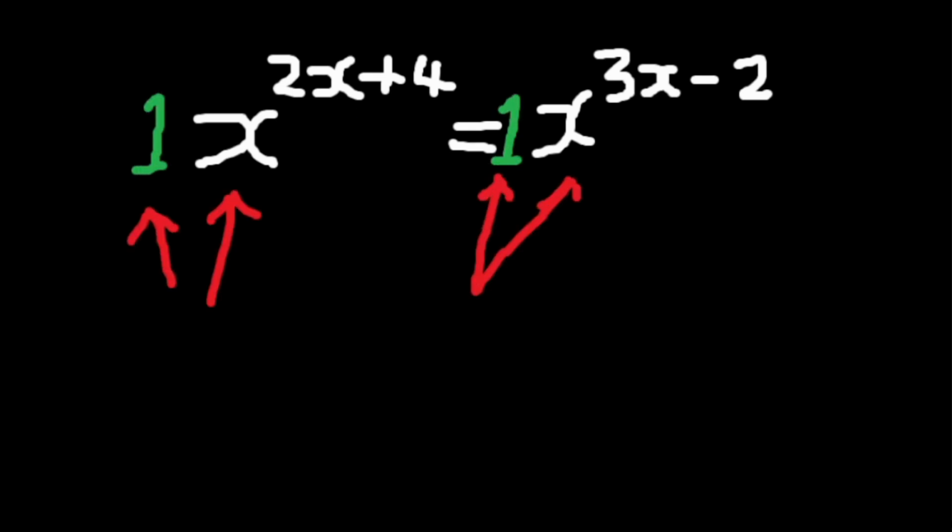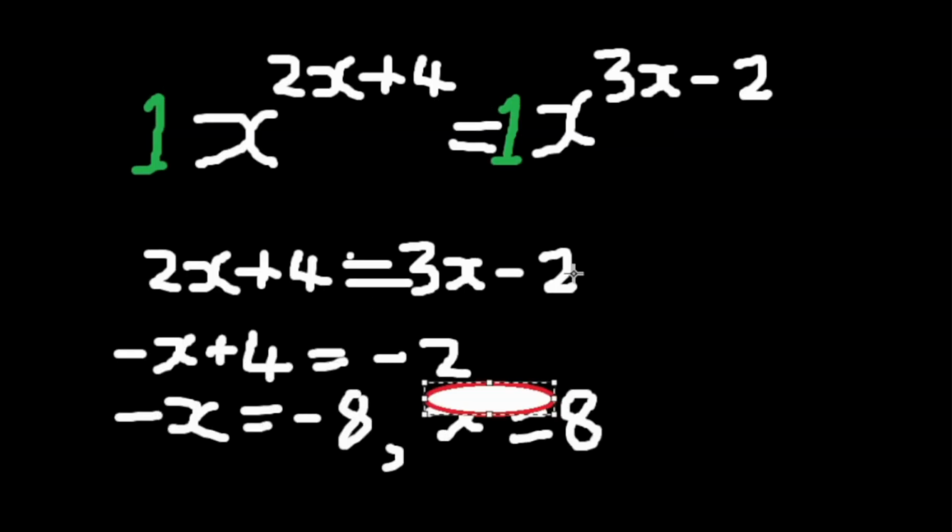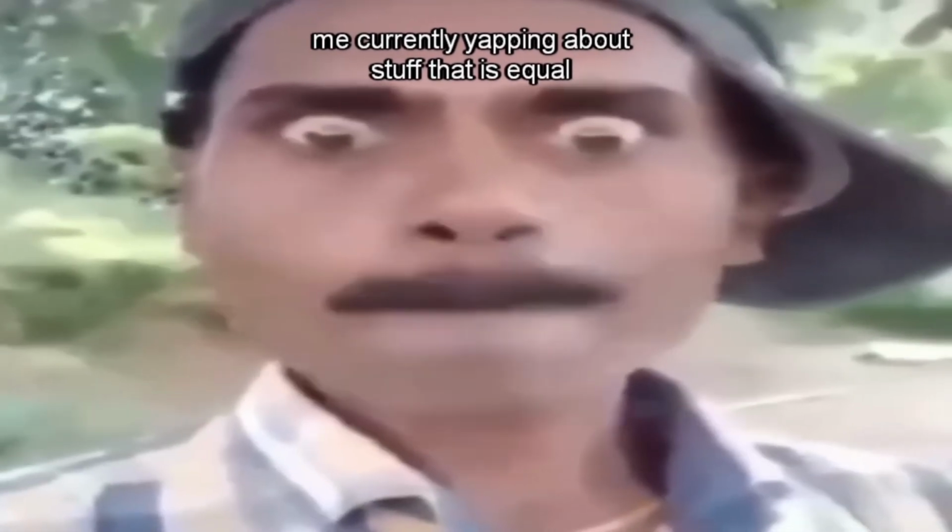If an equation has identical bases and coefficients on both sides of the equal sign, then the powers must be equal. This is very helpful in doing basic exponent problems. Yeah, I'm yapping on about stuff that is equal, but what if it's unequal?